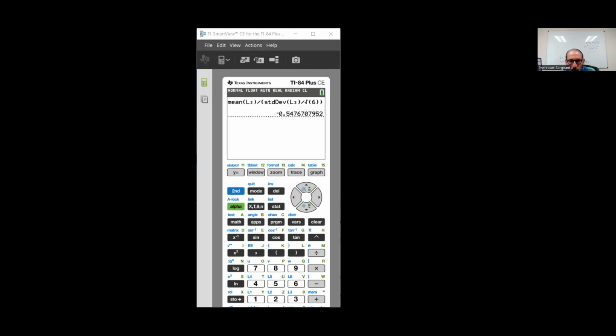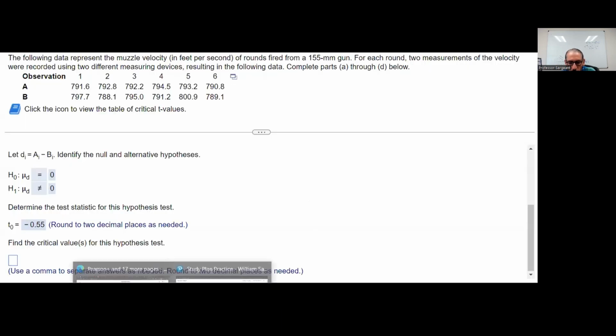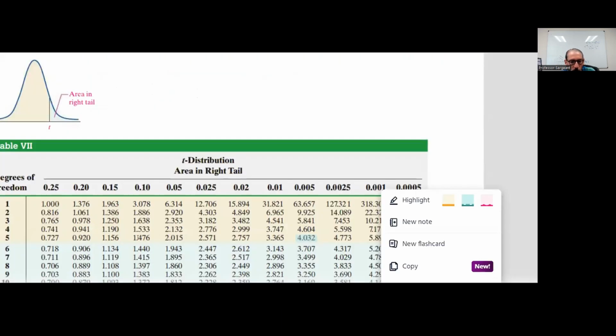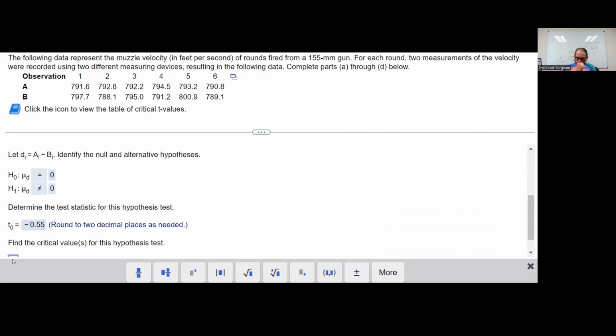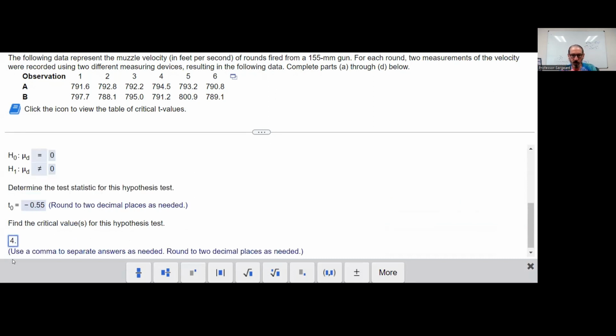Critical value, that's what I pointed out earlier. So let's see here. Let's see the table again. And that was the 4.032. Since, well, let's see here. It might want the negative.